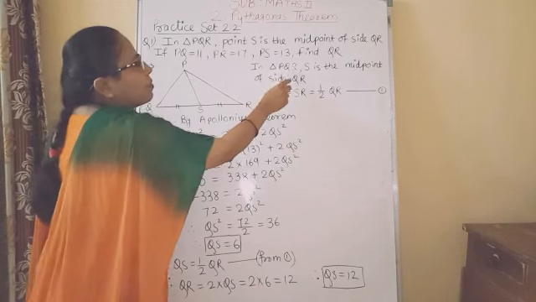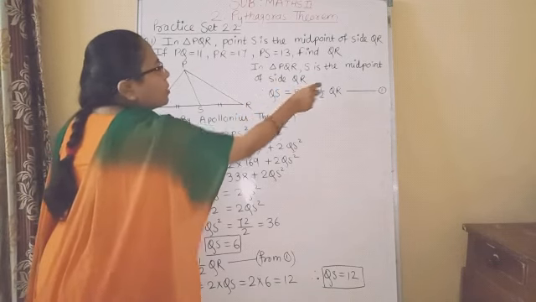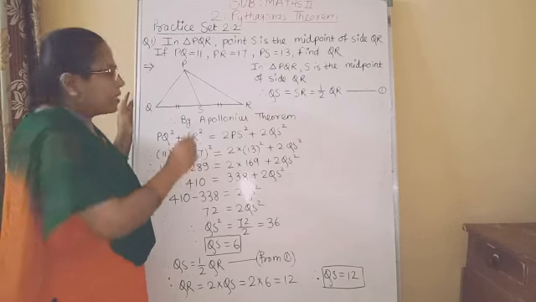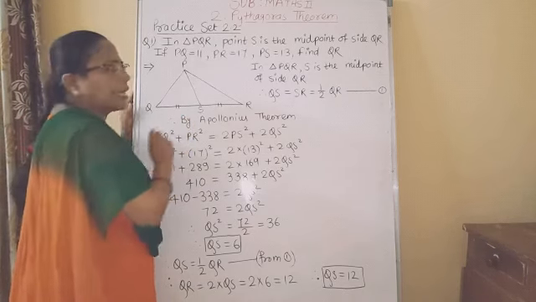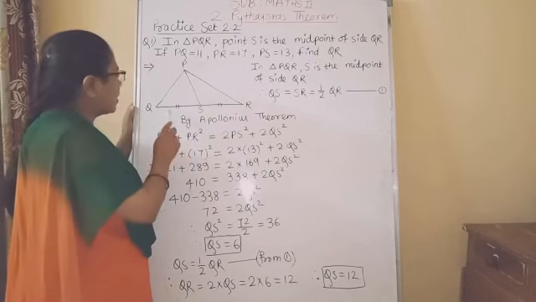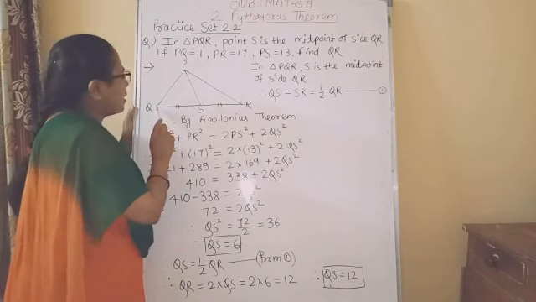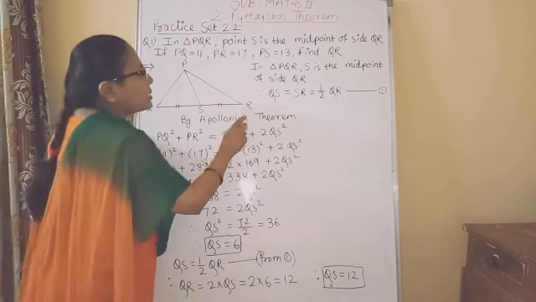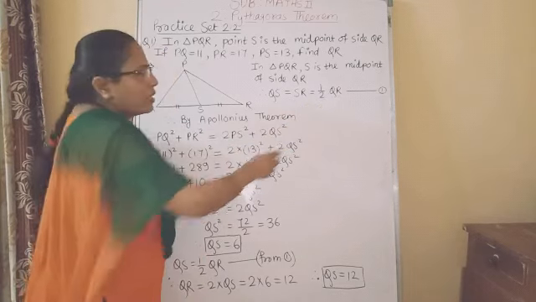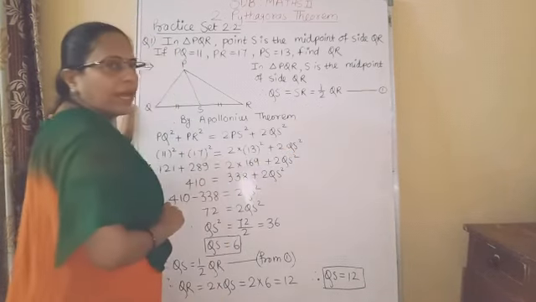In triangle PQR, S is the midpoint of side QR. So we know the definition of midpoint. Midpoint divides the segment into two equal parts, or midpoint bisects the segment. So according to that, here we will get QS equal to SR equal to half of QR. Give here statement number 1.